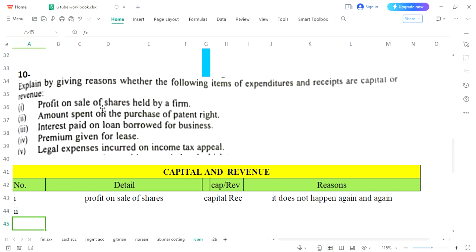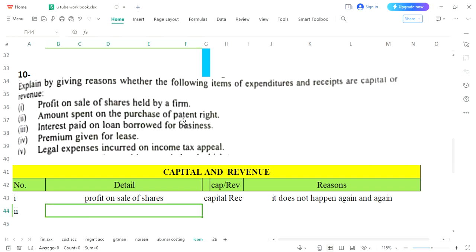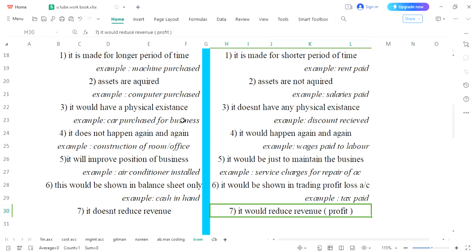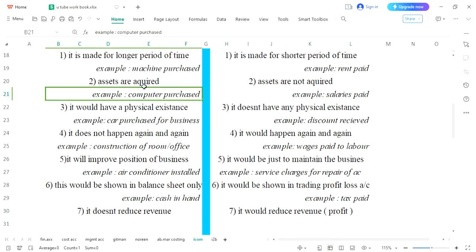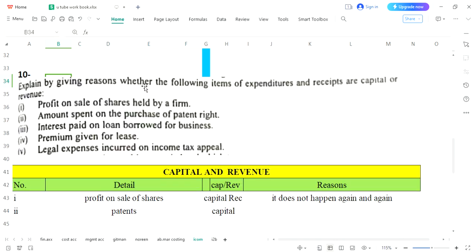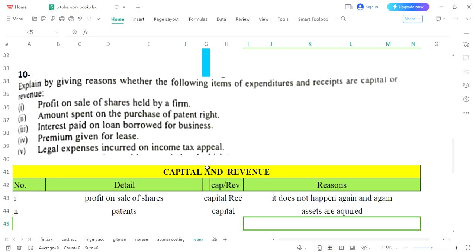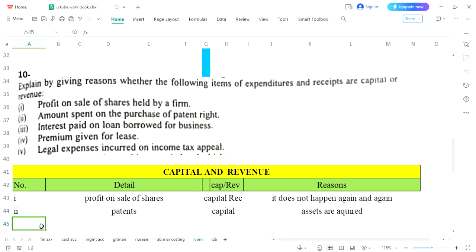Alright guys, next is amount spent on purchase of patent. Patent we have discussed several times. Patents and trademarks are associated with goodwill, and this is for a very longer period of time. So patents are considered as capital, and patents are assets. So you can write as asset is acquired. So this reason is most suitable. Patents are considered as your assets, and you are buying those patents. Look at here, purchase of patents. So asset is acquired is the most suitable reason.